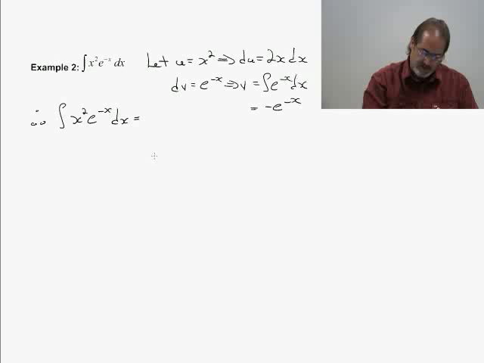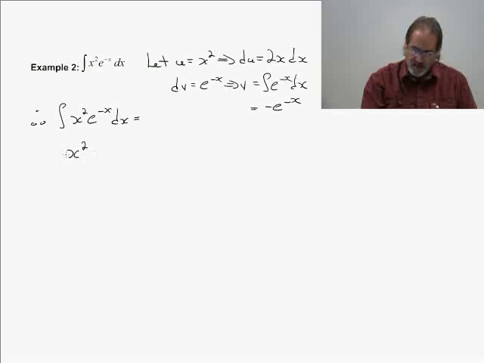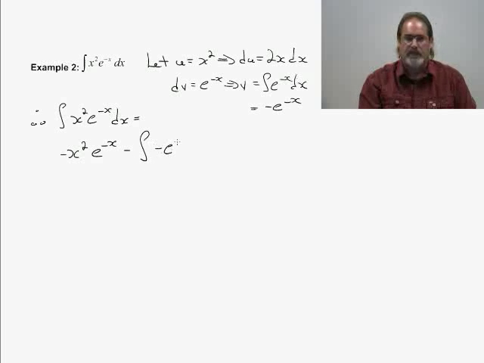I'm going to bring that down because I just realized I didn't leave myself too much room there. So I'm going to come down and work. uv, which is x squared times negative e to the negative x. So I'm just going to put my negative out there, e to the negative x, minus the integral of negative e to the negative x times 2x dx.